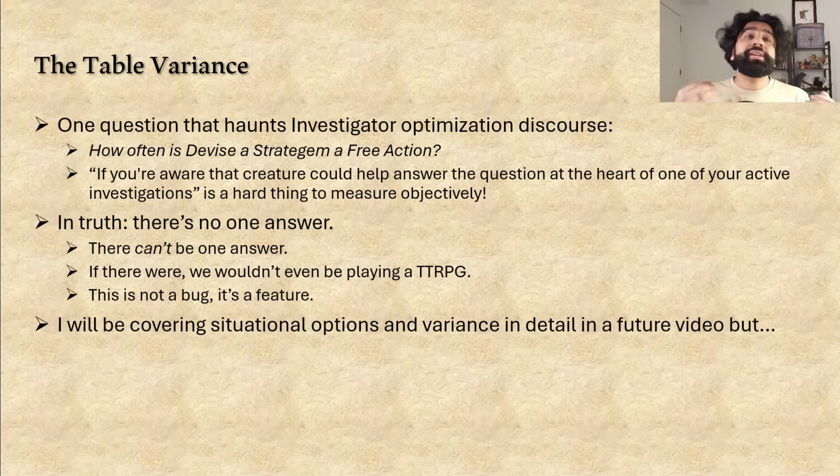I will be doing a deeper dive into situational options and variance in detail in some future video, because this is a relevant topic. This Devise a Stratagem problem exists in multiple forms. The Ranger's Hunt Prey has it. The Slayer has a few features that have it. And table variance extends to well beyond that, the most common example being, of course, prepared and spontaneous spellcasters.